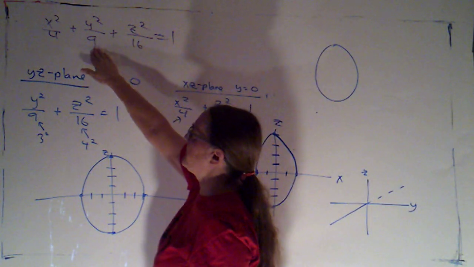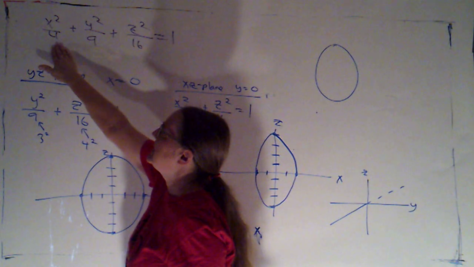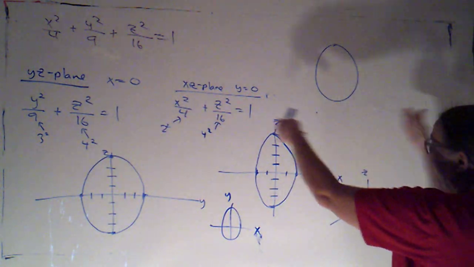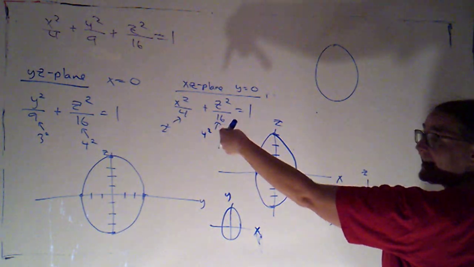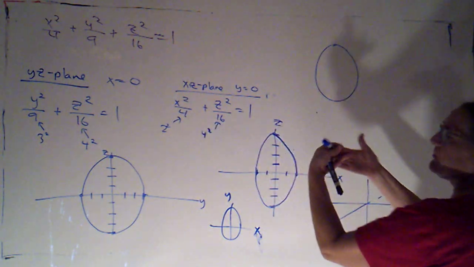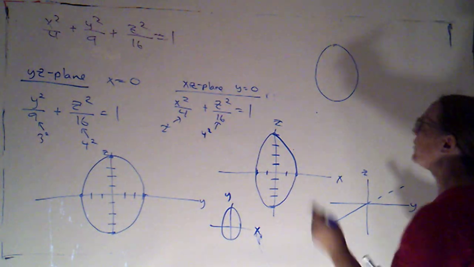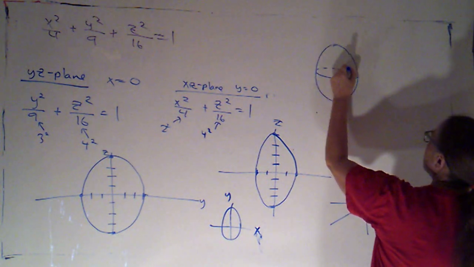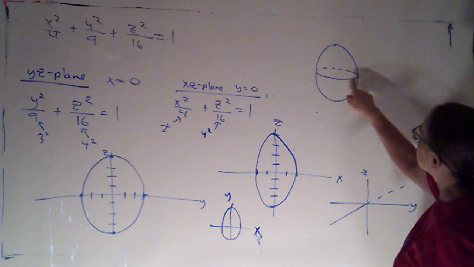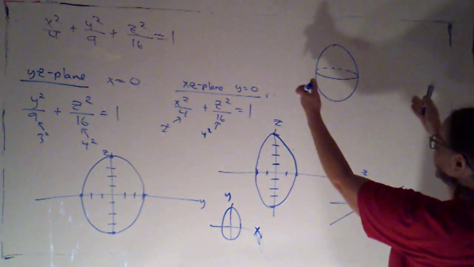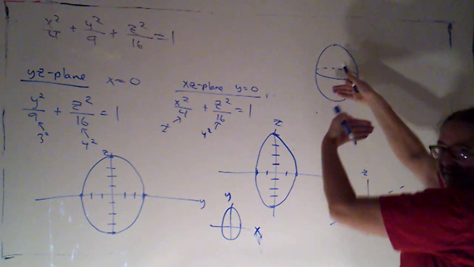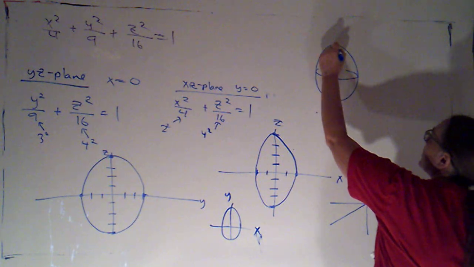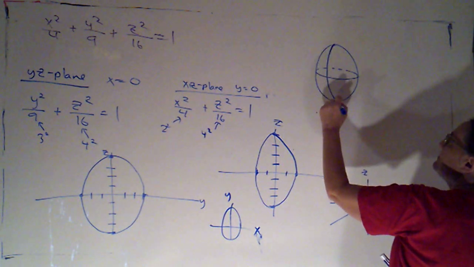I can see that just from the fact that the number under the Y's is bigger than the number under the X's. Now what that means, now the Y direction is left and right, so this is going to be wider left and right than it is going to be coming forward and back. So I'm going to just try to draw in that cross section. So an ellipse here that's a little bit wider than it is coming forward and back. And then I can draw in the curve in the XZ plane.